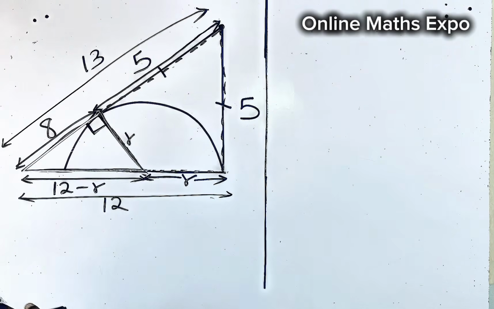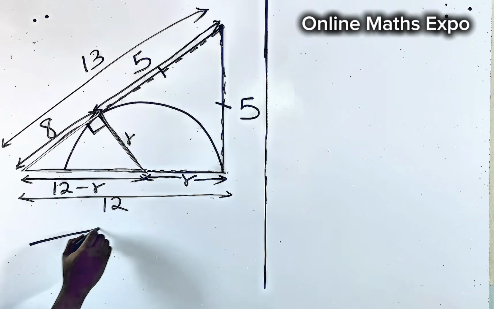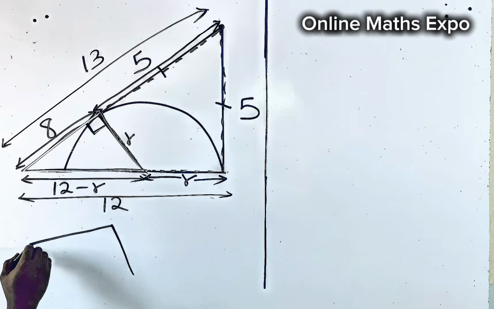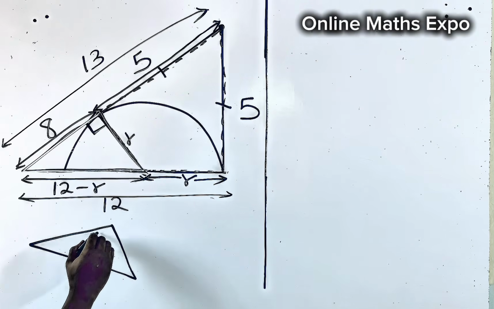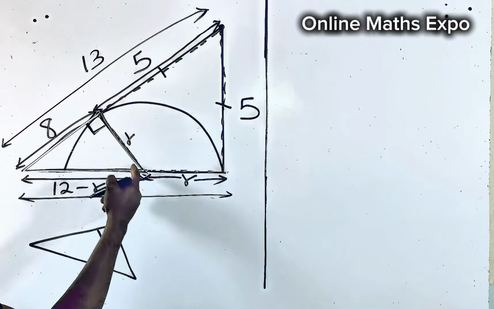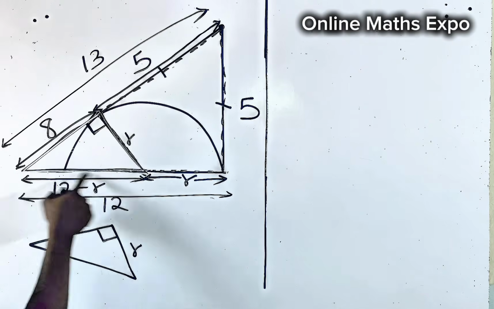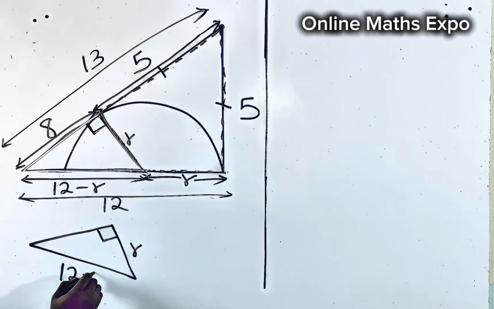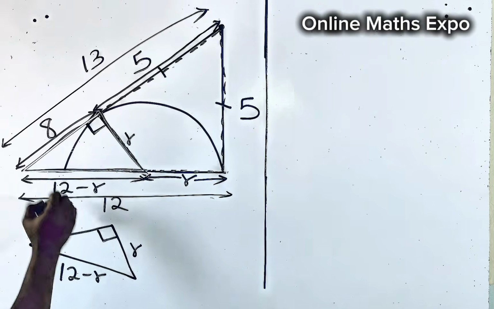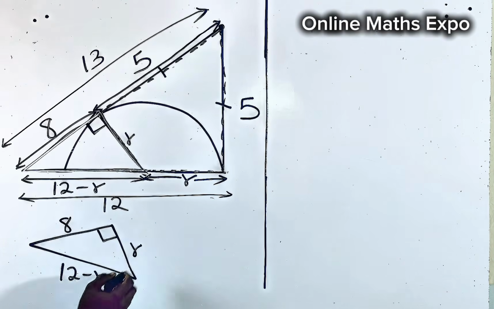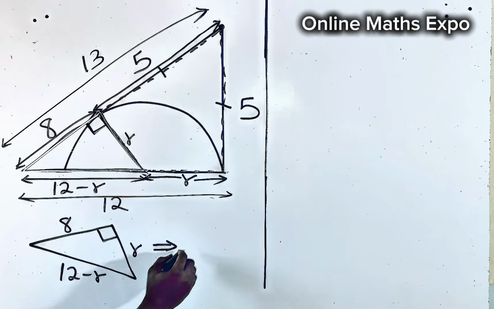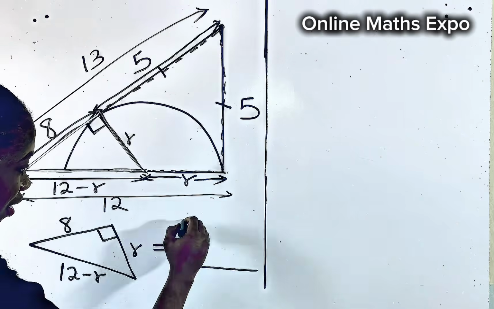Bringing out this right triangle, this is what we have. It's a right angle here. This length measures r. From here to here measures 12 minus r. And from here to here measures 8. You can also rotate it so that it looks this way.